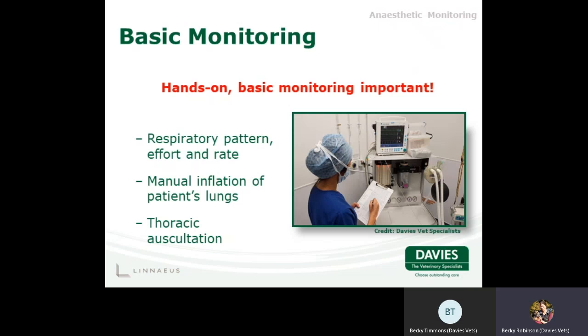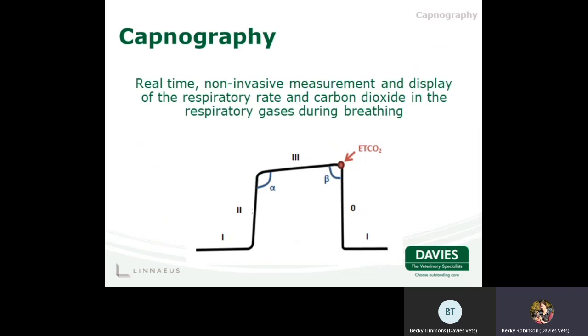Finally, we can perform thoracic auscultation, which allows identification and location of abnormal lung sounds indicating potentially developing problems, including pulmonary edema or aspiration, which can be detected as crackles, bronchoconstriction, which can be detected as expiratory wheezes, or pleural space disease, which can be detected as muffled lung sounds. However, we're mainly today going to be talking about capnography.